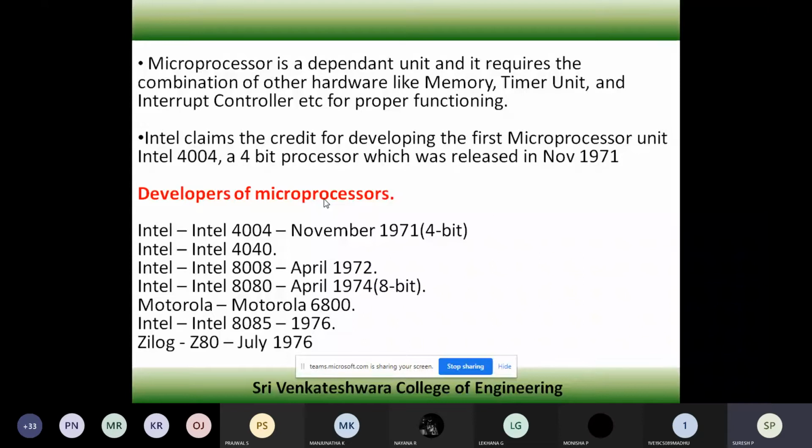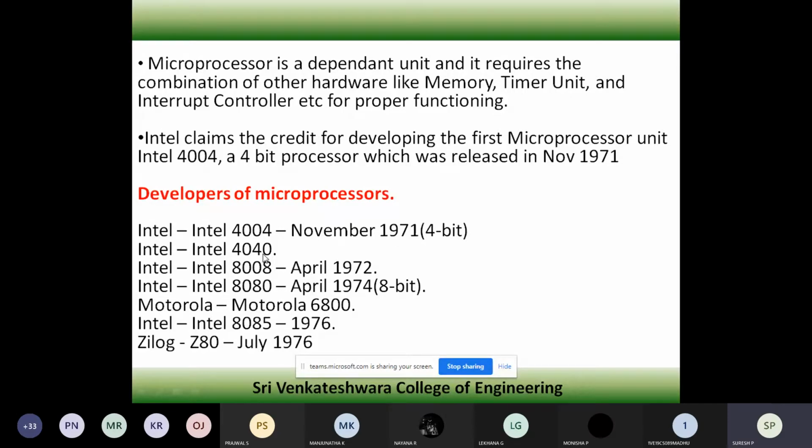Now if you take the generations of microprocessors, here you have Intel 4004, which was developed in November 1971 and is 4-bit. Next comes the Intel 4040, the advanced version of the 4004, which is also 4-bit.